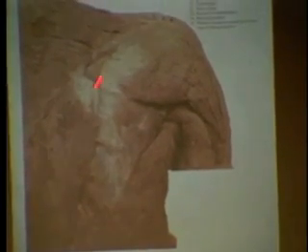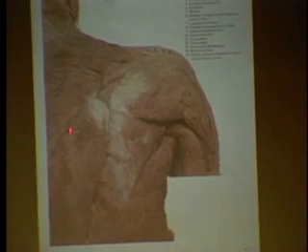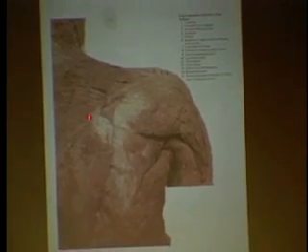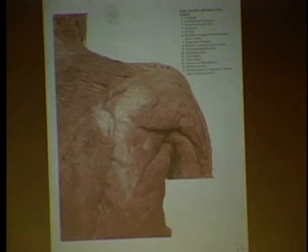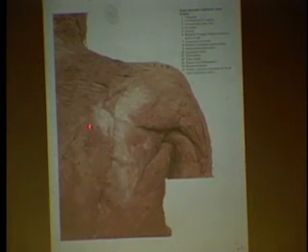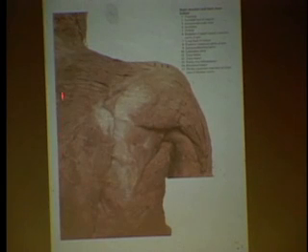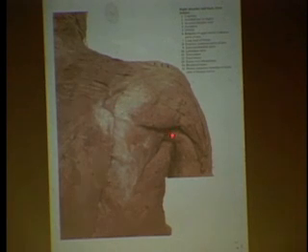What muscle is this? Trapezius. At least some of you know that. Does it insert here? Yes. Does it originate here? Yes. Does it insert over here? No. So let's see, same as 19.